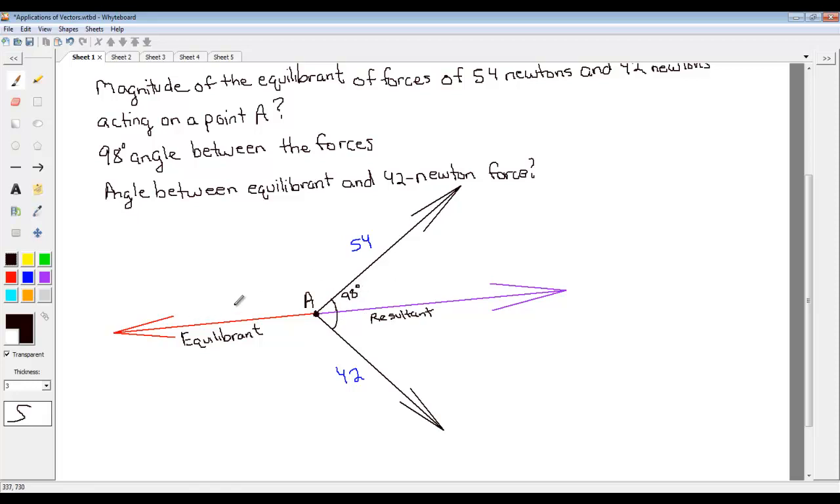Okay, so we need to find, like if this is the resultant vector v, then this is negative v. We need to find the magnitude of the equilibrant. That was one of the questions it was asking. So we need to find the magnitude of this, but if we find the magnitude of the resultant vector, that will be the same as the magnitude of the equilibrant. So we can work with that.